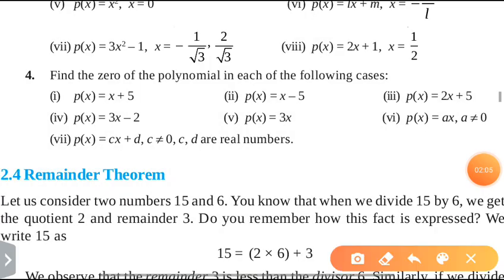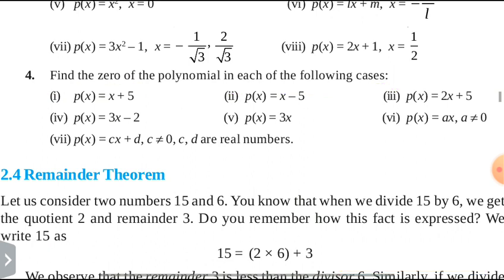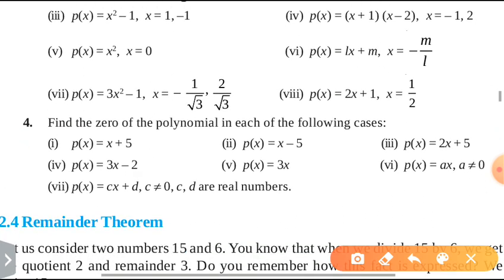In question number 4, you can see: find the zeros of the polynomial in each of the following cases. You have to find out the zeros. Just understand the difference between the previous question and this question. In the previous question the zeros were given, and you had to substitute and check whether these are actually the zeros of the polynomial or not. But in this 4th question, you don't know what the zeros are. You have to find out the zero, that is, the value of x. So how will we solve this question?